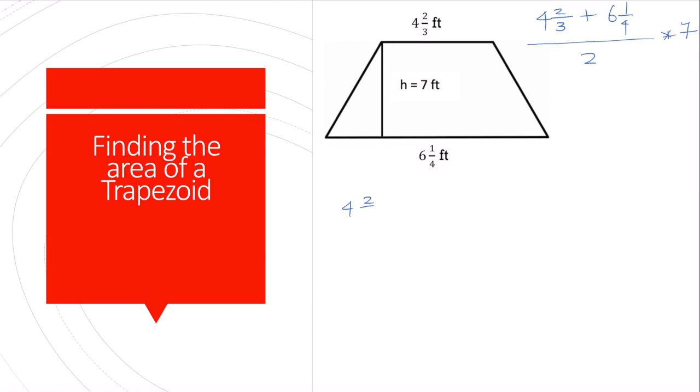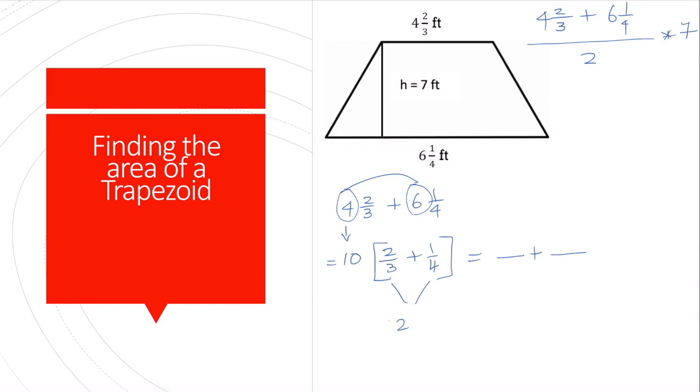4 and 2/3 plus 6 and 1/4. I'm going to add the whole numbers first, so it's 10. And then in separate brackets, I'm going to add 2/3 plus 1/4. Then I'm going to get common denominators. I have to have common denominators when adding fractions. So my common denominator would be 12. So I'm going to put 12 and 12.